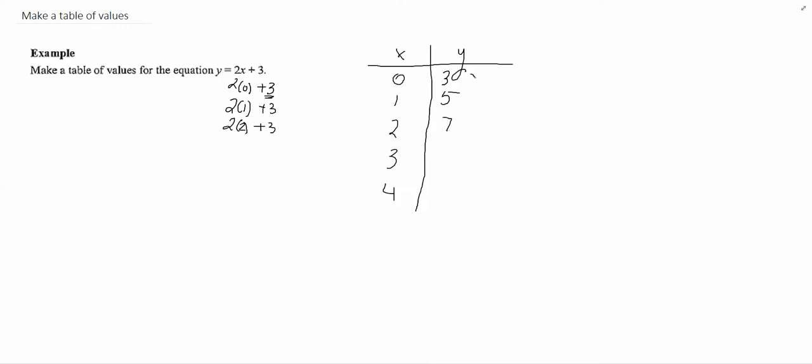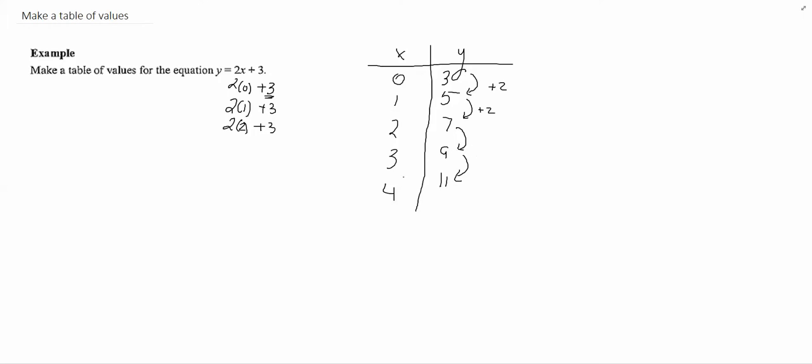Now, we can see here that we're adding 2 every time. And so I could follow the pattern now and simply add 2. And that should complete the table of values.